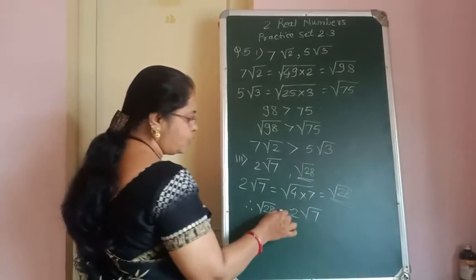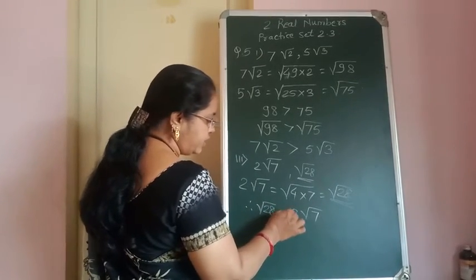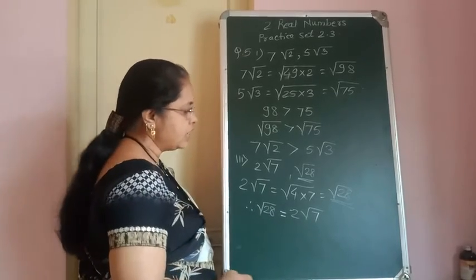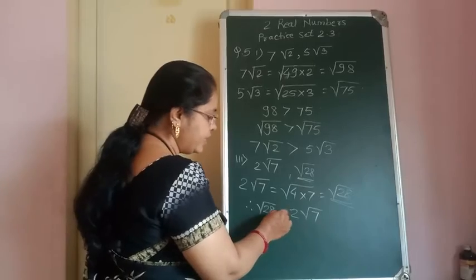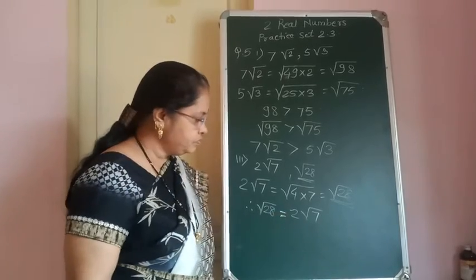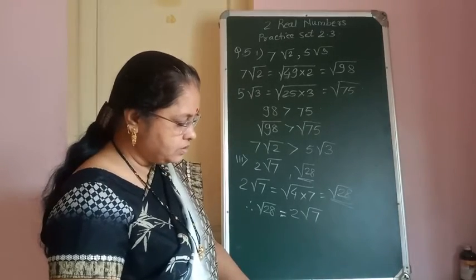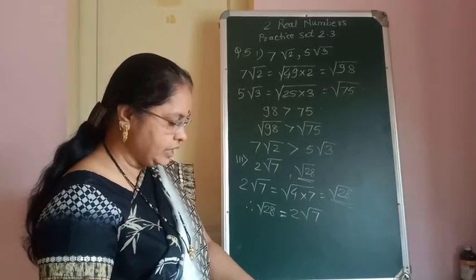So there is no comparison, there is no less than or greater than sign here, because these two surds are of same value. So I write here as equal to. See, in third example, the two surds are equal.